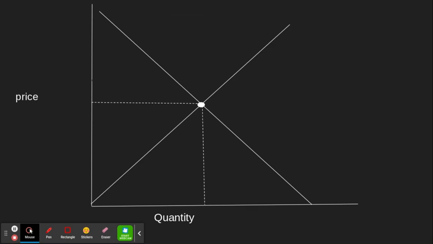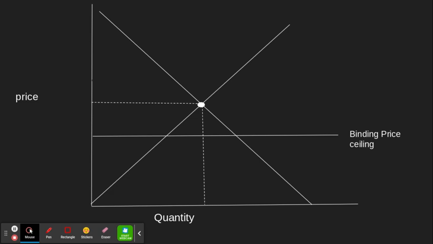What are price ceilings and price floors? To start, we will go over what a binding price ceiling is. A binding price ceiling is when the government sets a ceiling below the equilibrium price. This results in a shortage.